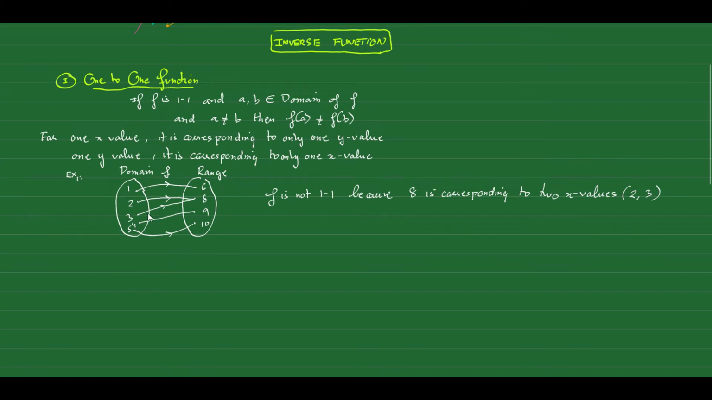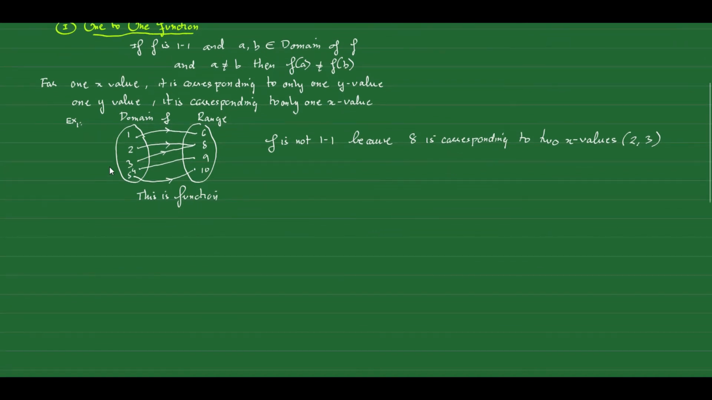Even though this is still a function, it's not a 1 to 1 function. And because it's not a 1 to 1 function, it does not have an inverse, because for a function to have an inverse, it must be a 1 to 1 function. Okay. Now let me give you another definition.